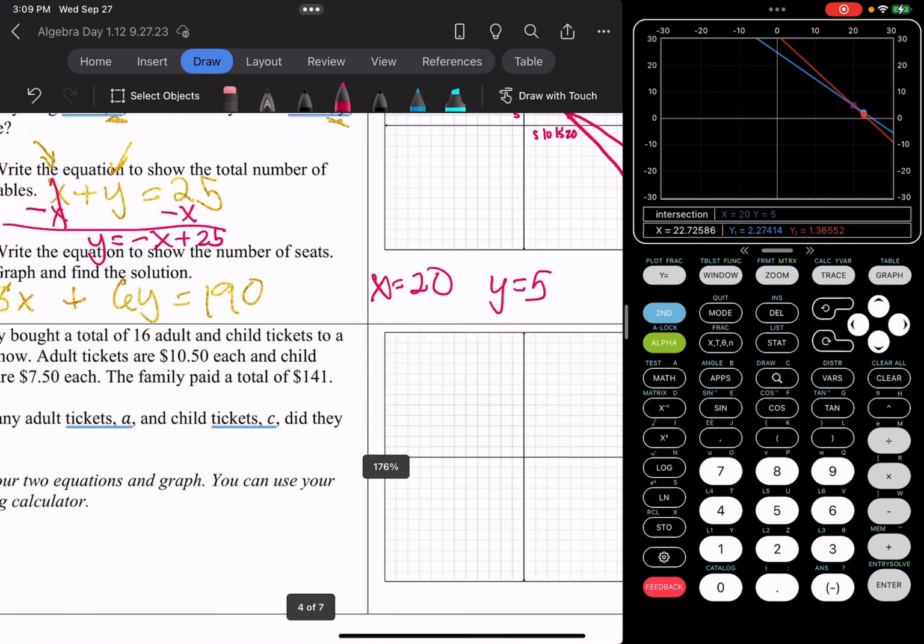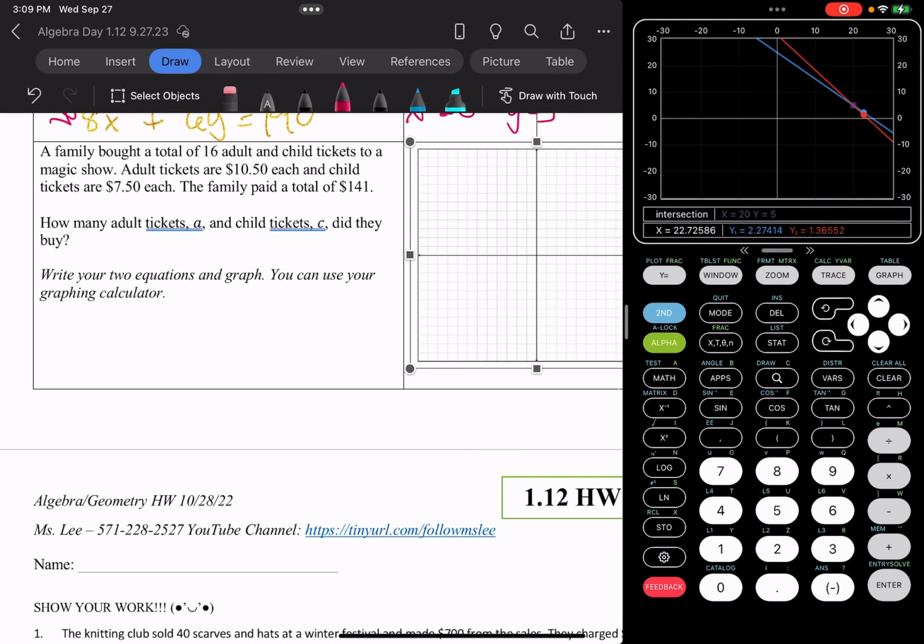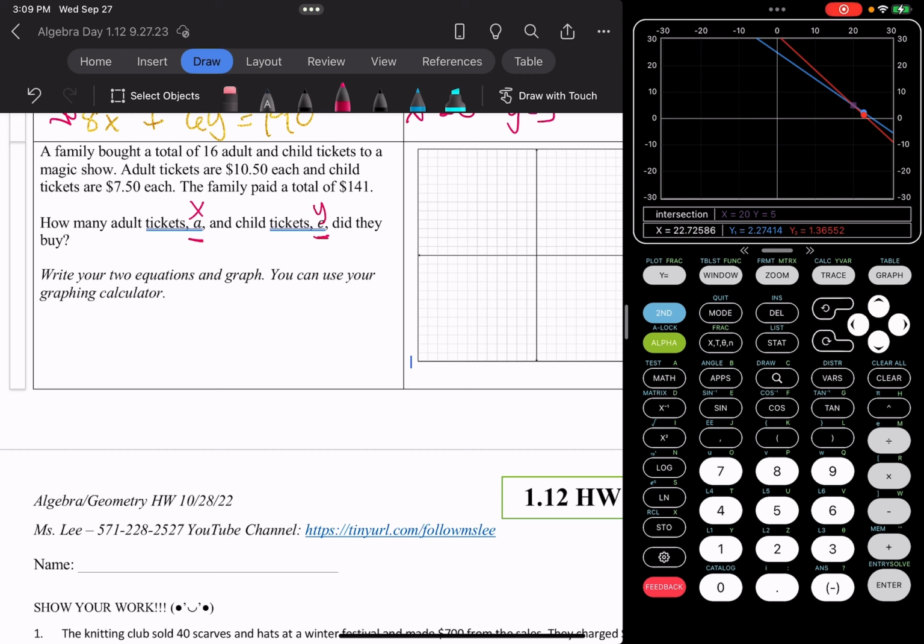Okay? All right, so now we have a similar situation, except now we're talking about tickets and money. But you're going to have not perfect equations here. So we're going to make our A value here x and our C value y for the sake of graphing. And so you're going to have x plus y equals 16 tickets, because we have a total of this tickets, and then 1050x, which is your adult ticket price, plus 750y, your child ticket price, equals 141.